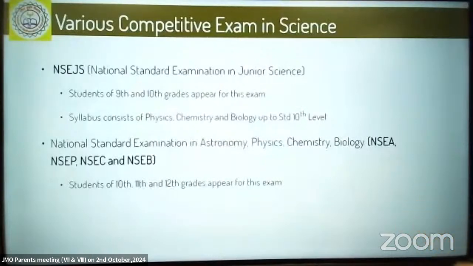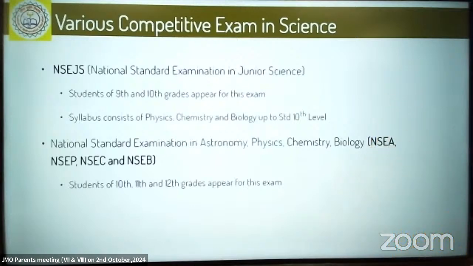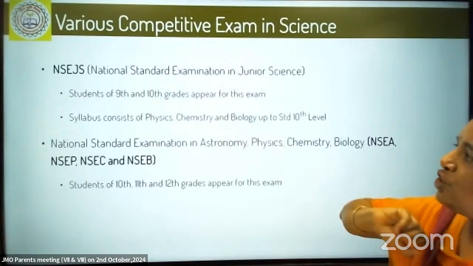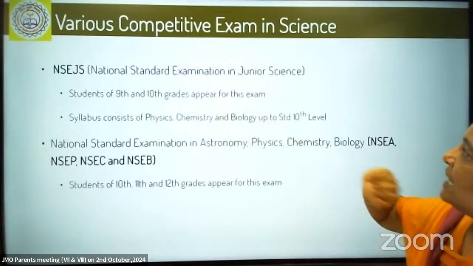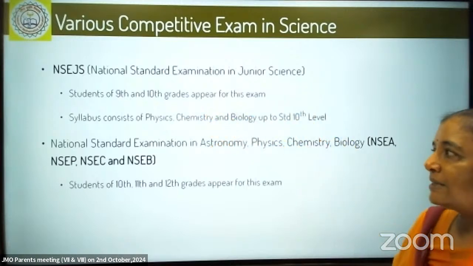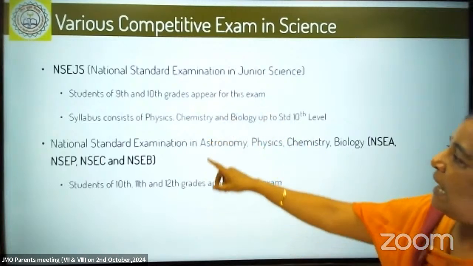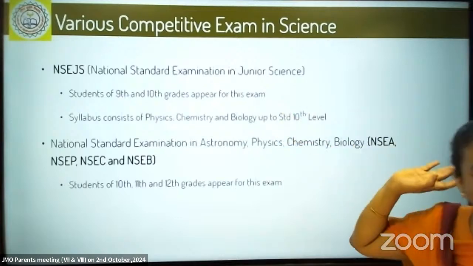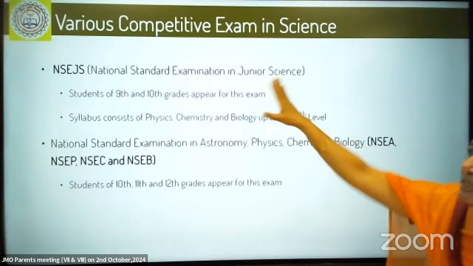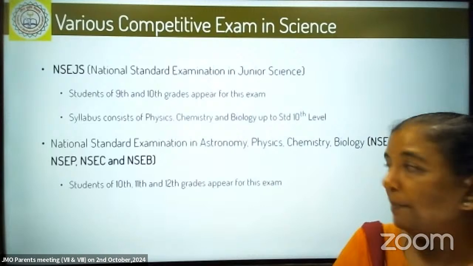Now, many times parents ask me whether there are competitive exams for science also, as there are for mathematics. So here we have briefly written the NSEJS exam, that is the National Standard Exam in Junior Science. It is for students of 9th and 10th standard, and it is one paper. In one paper, they ask about physics, chemistry, and biology, covered up to the 10th standard level. So this NSEJS, you can say, is similar to IOQM in mathematics.